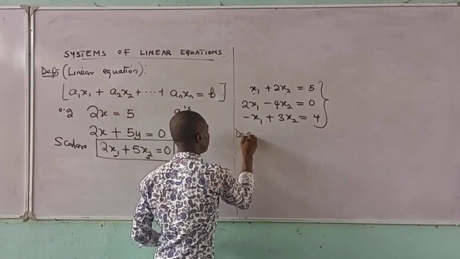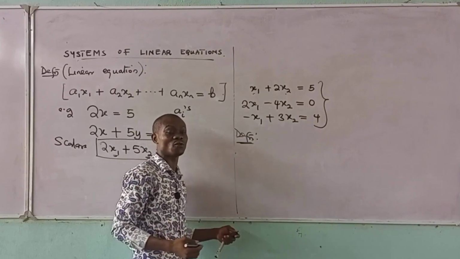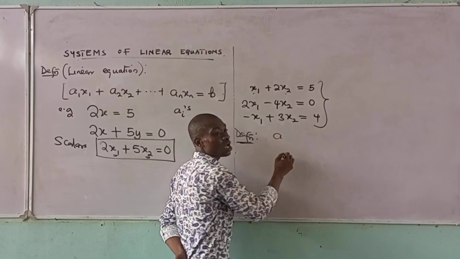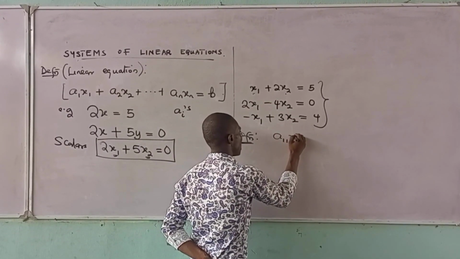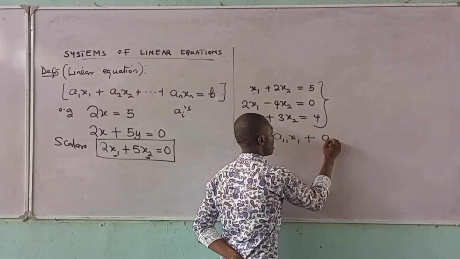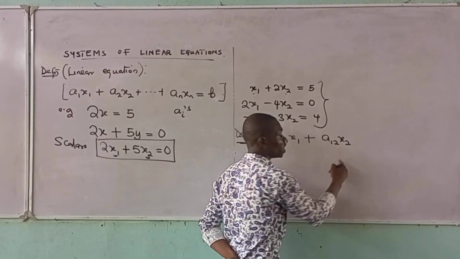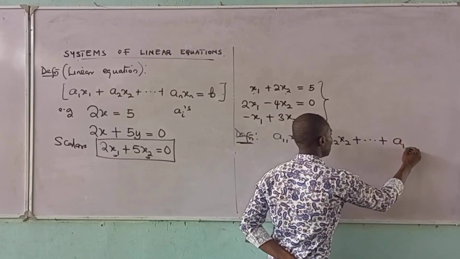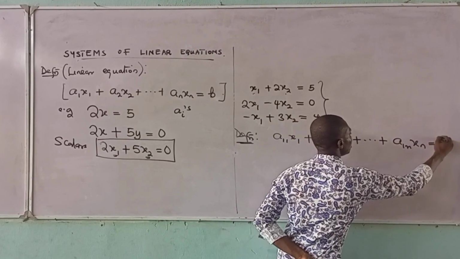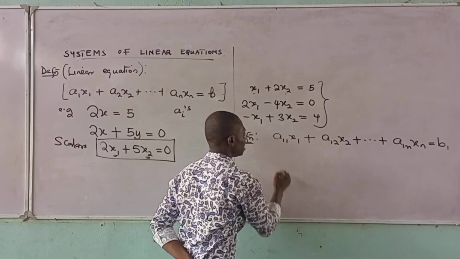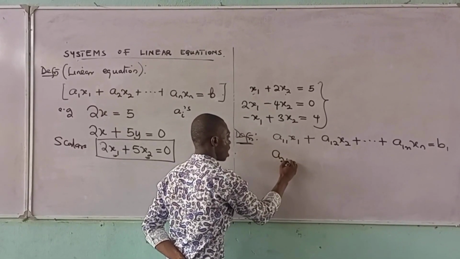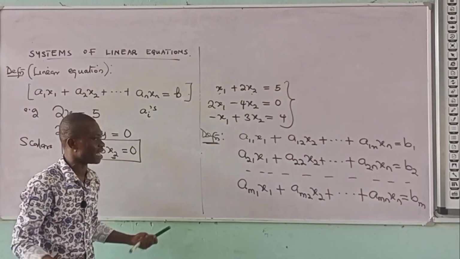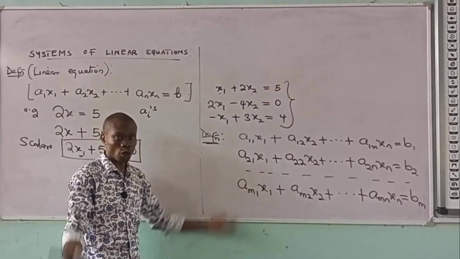So the definition, or the general form, for systems of linear equations is given this way. You can write a11 x1 plus a12 x2, and I'm going to explain all this nomenclature, up to a1n xn equal to b1, and then the next one, a21 x1. Now let me give an explanation to all of this. Like I said, these are just representations or nomenclatures.